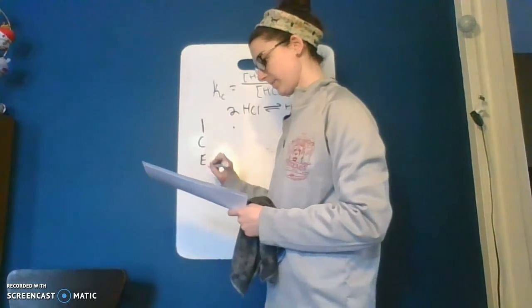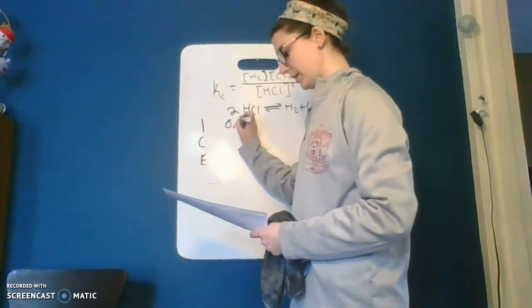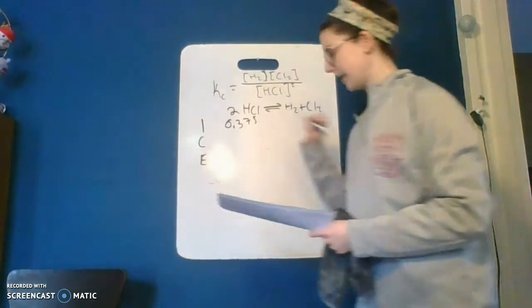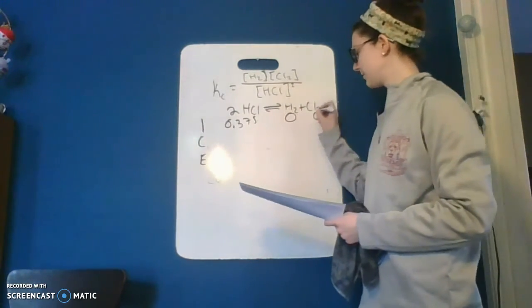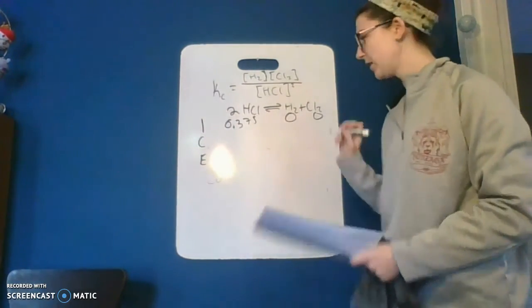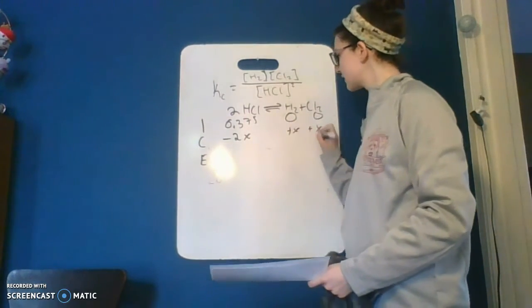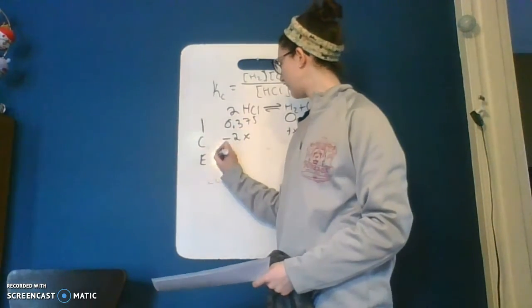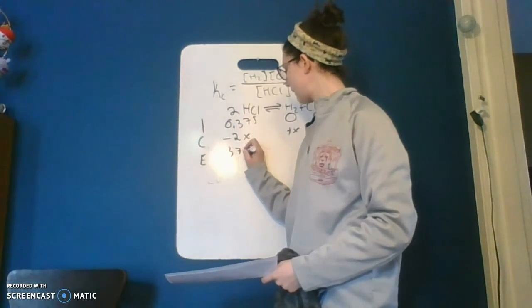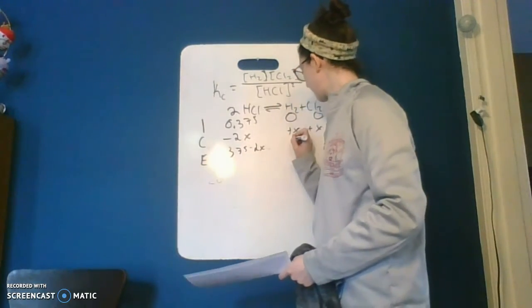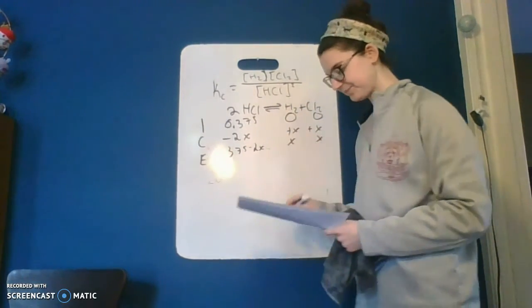ICE. I have 0.375 molar for HCl and 0 to begin with for H2 and Cl2. For change, I have minus 2x, plus x, and plus x. And at equilibrium, I'm going to have 0.375 minus 2x. I'm going to have x and x.